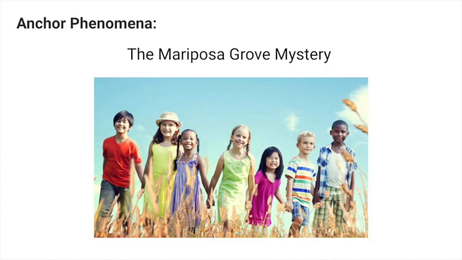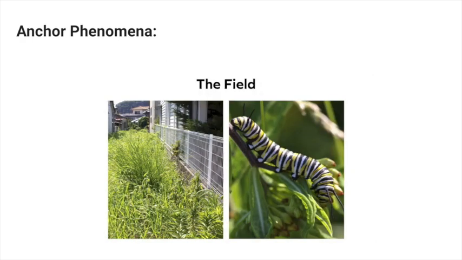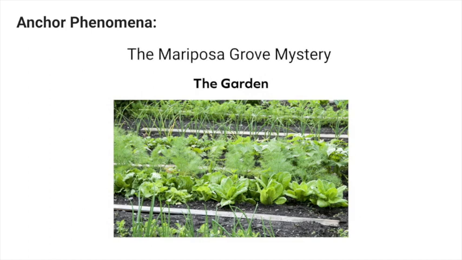The students of Mariposa Grove Elementary School used to have a field next to their school with caterpillars such as the monarch caterpillar, which becomes a monarch butterfly. However, they recently converted that field into a garden, and they've noticed that for some reason, the caterpillars and the butterflies are no longer living there. So our job as explorers and scientists is to understand how we can bring back the caterpillars and butterflies.